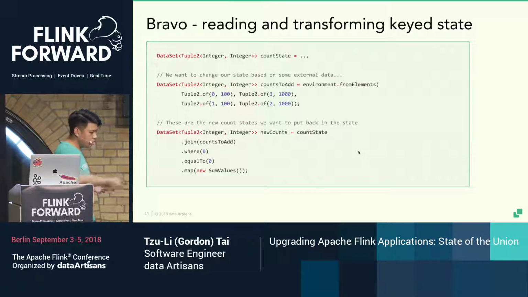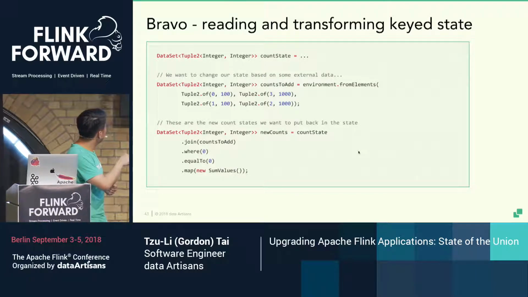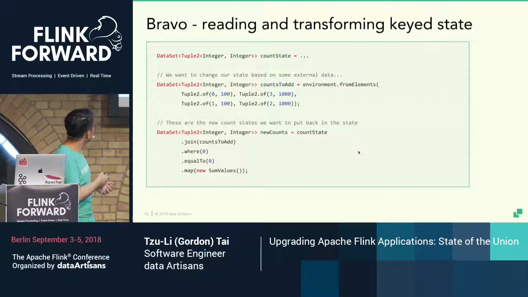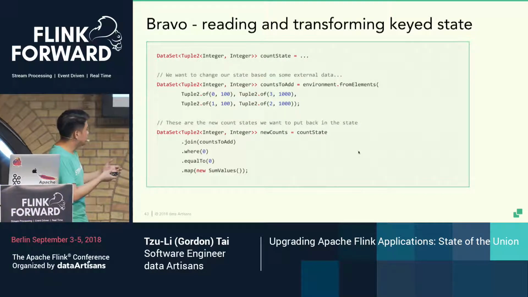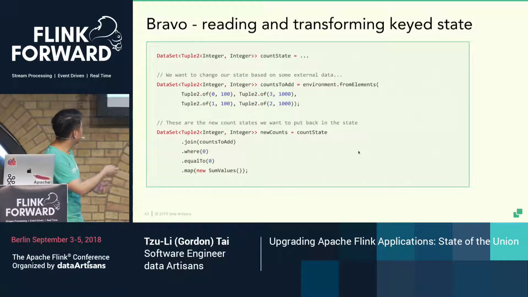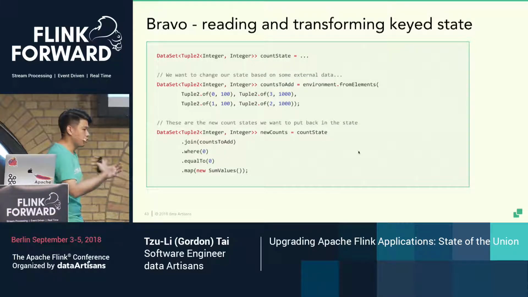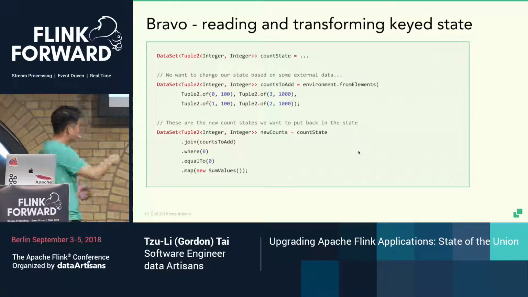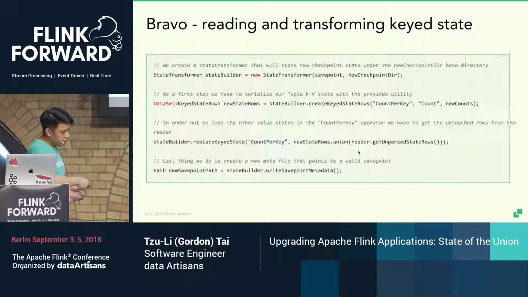In the example here, this is the dataset that we loaded from the Savepoint, and then we can also define another set of elements. You can think of it in a real scenario: this could be loaded from some database or calculated, and we only want the new counts to be part of this Savepoint that we want to rewrite. So we join and we get the new counts.